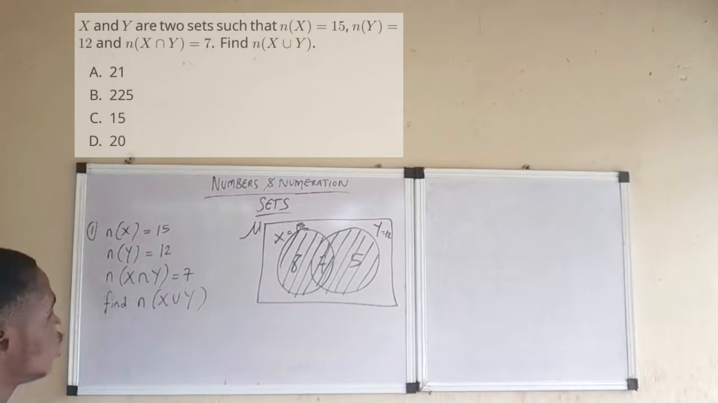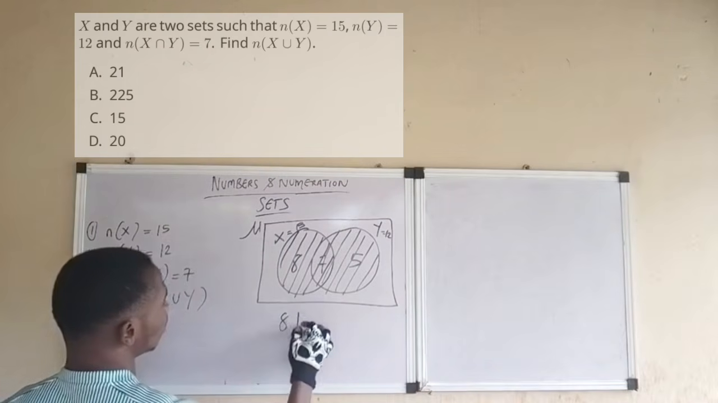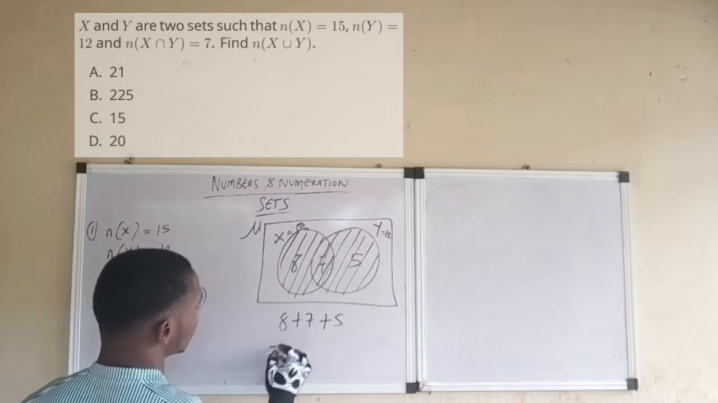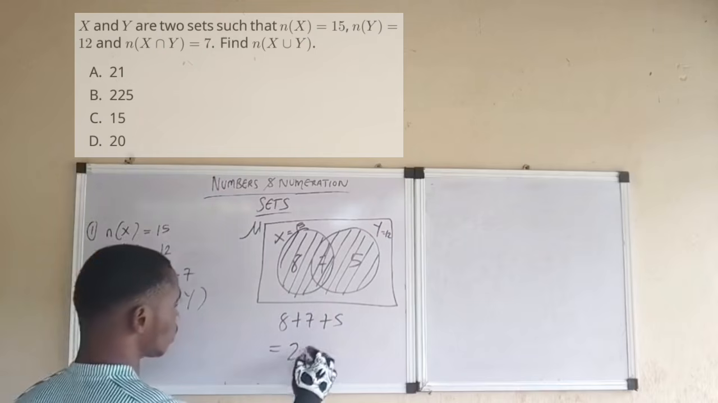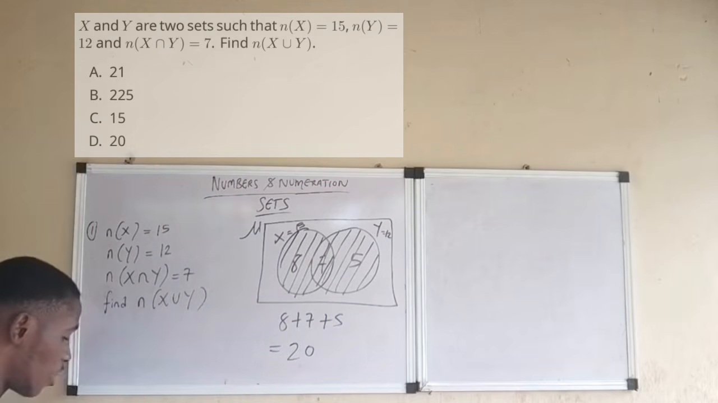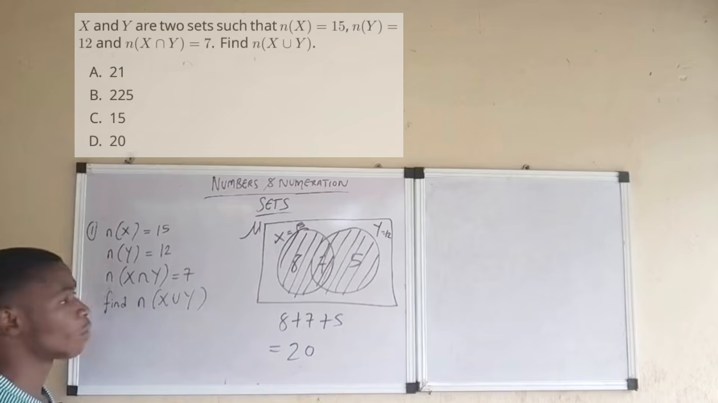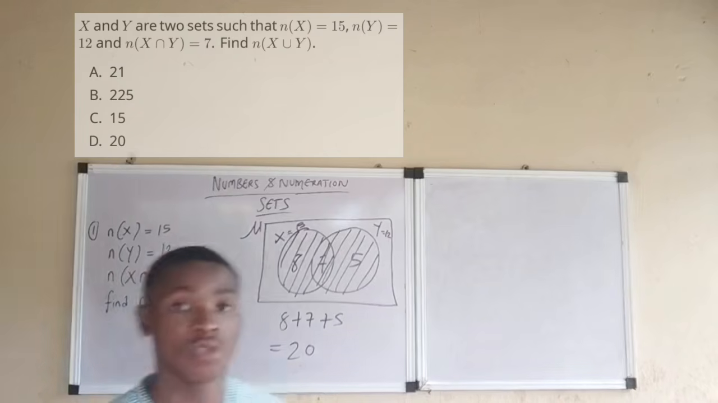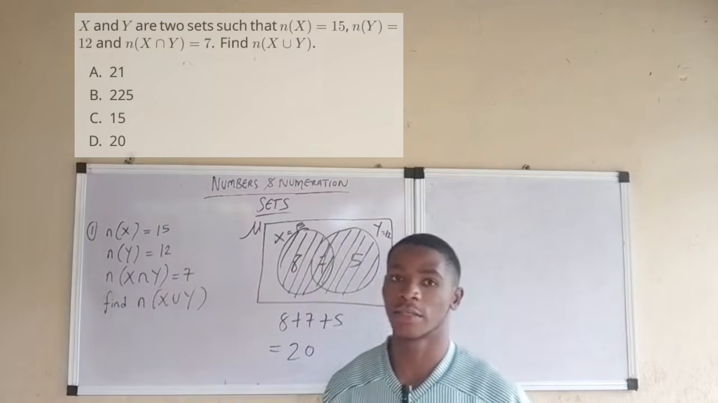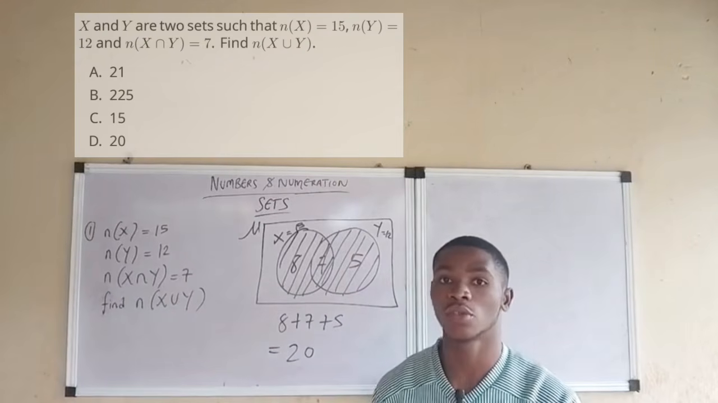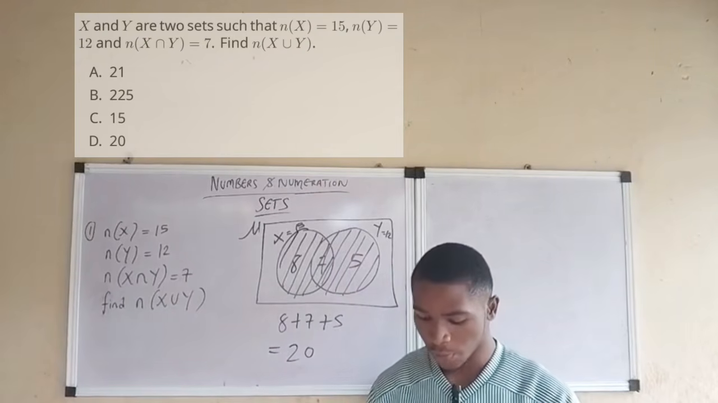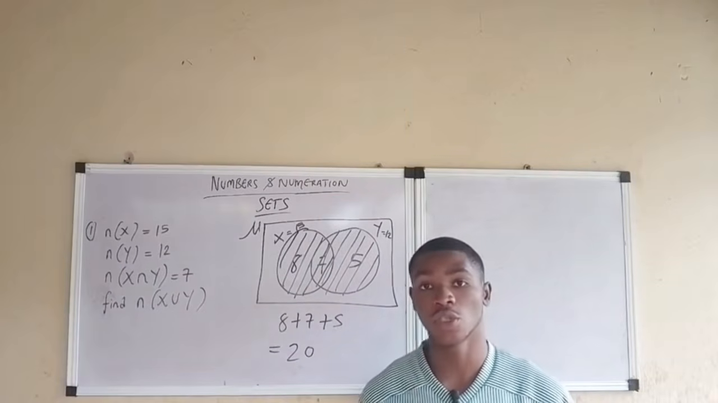So X union Y is 8 plus 7 plus 5. That's the cardinality of X union Y. So 8 plus 7 plus 5 is going to give us 20. If you look at the correct options, the answer to this question is option D. So this is how you solve a question in set. A Venn diagram helps us to conceptualize the question so that you don't rack your brain too much. Now let's get into the second question in set.